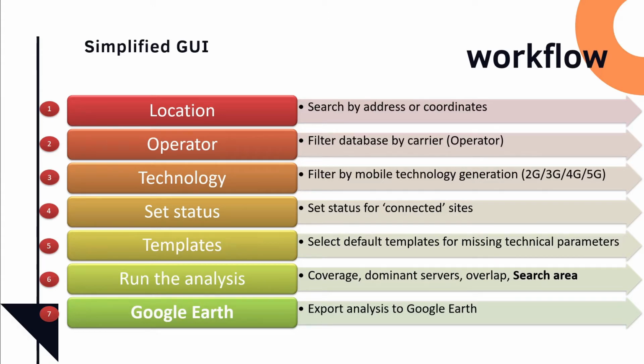Then we could select default templates for missing technical parameters. So the GUI will automatically do some validation, and then we'll use some default templates. So these default templates can be set up for every country or for every operator. That will help enhance the accuracy, and also substitute any missing parameters. Step number 6, we run the analysis. So for analysis, you have buttons that you can choose. You can run analysis for coverage, or for server, which is dominant server, for overlap, or for search area directly. Finally, you can export this to Google Earth and then present the outcome. So this is the workflow for the solution.